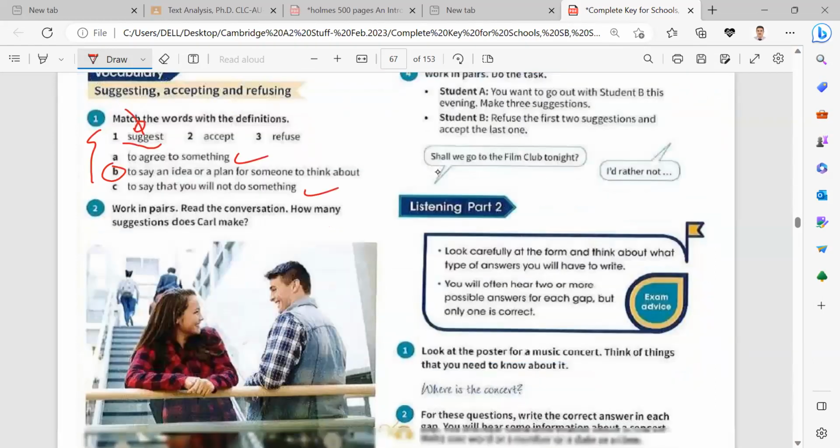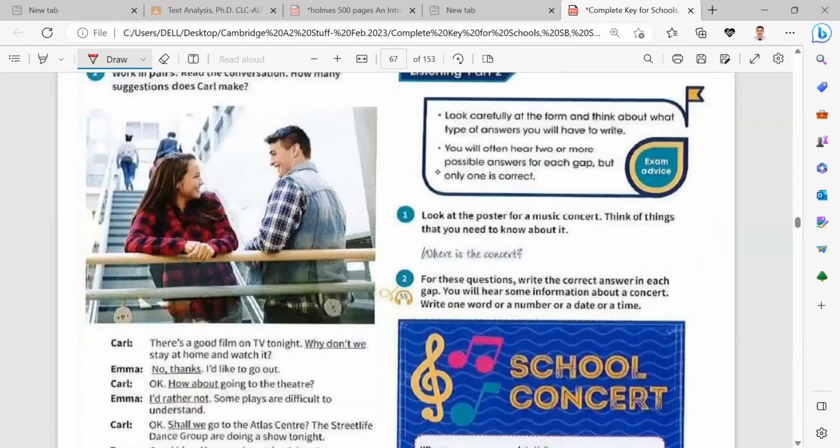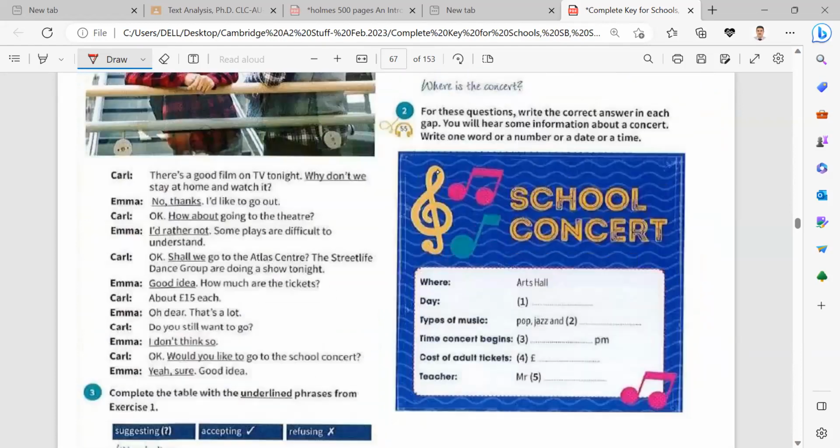Okay. Here, Sarah, let's read the dialogue between Carl and Ima. I read for Carl and please read Ima.